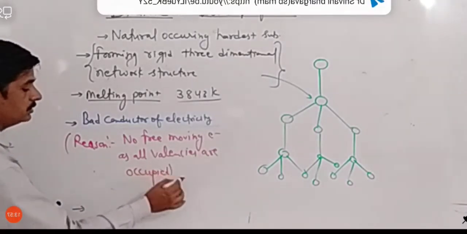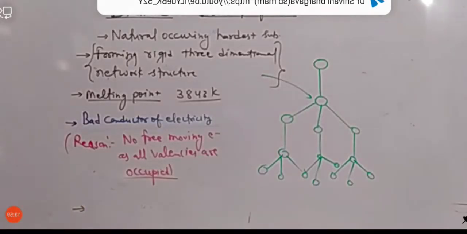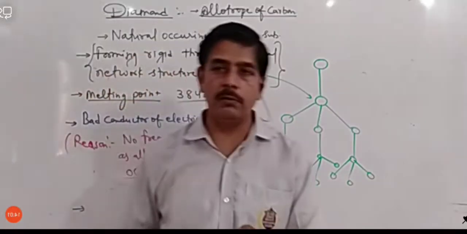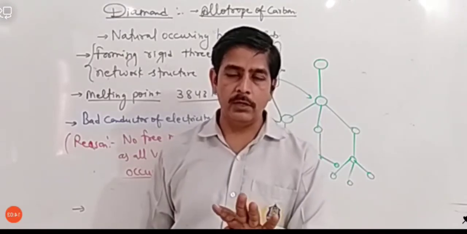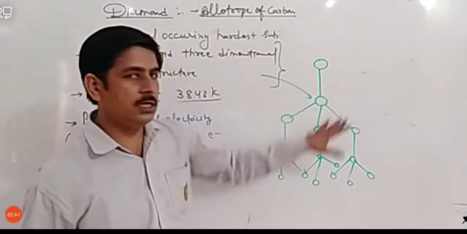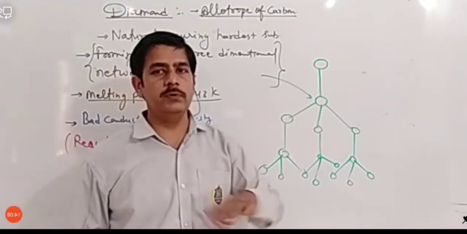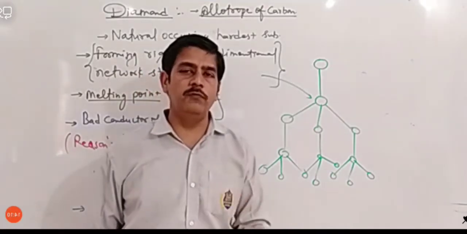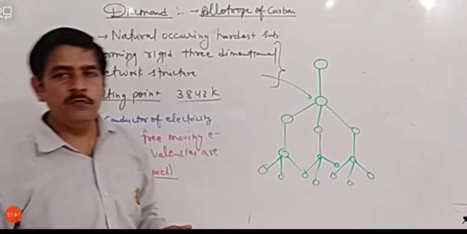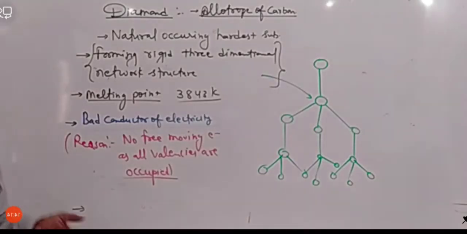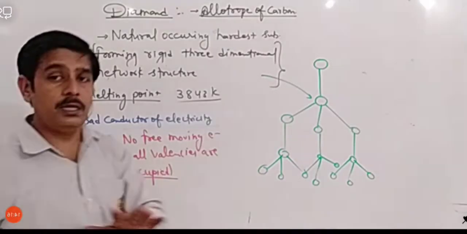Okay, all valencies are occupied. So no free valency, because we know that maximum carbon can form 4 bonds. And here all the 4 bonds are formed by this carbon. So that's why there is no free valency. There is no free electron, and if there is no free electron, there will be no conductivity. Just remember this thing.